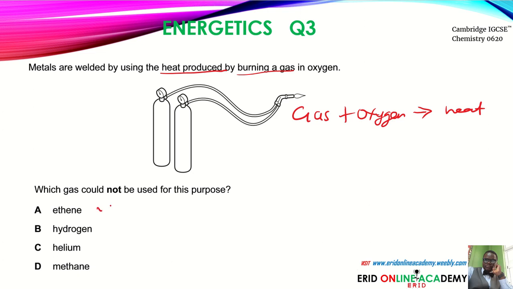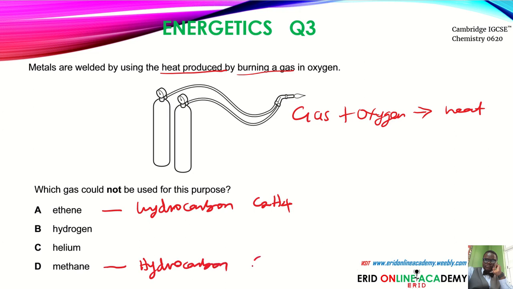Okay, ethane, it's a hydrocarbon. Methane, it's a hydrocarbon. So ethane is a hydrocarbon, methane is a hydrocarbon. Hydrocarbon meaning that it contains only carbon and hydrogen. That's the formula of ethane. Methane is also a hydrocarbon. It contains only carbon and hydrogen. That's the formula for that.